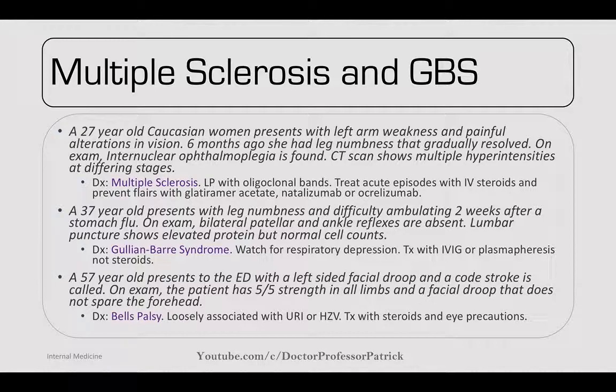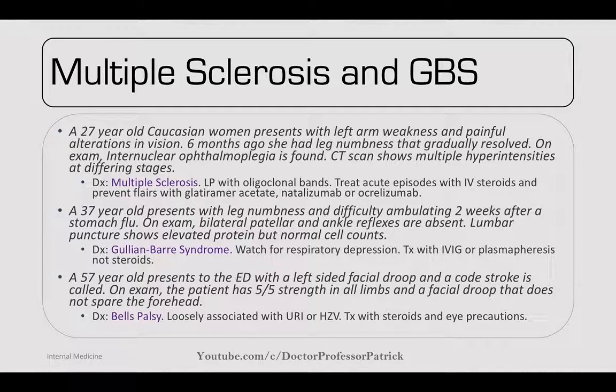Next, there's a 37-year-old who presents with leg numbness and difficulty ambulating 2 weeks after a stomach flu. On exam, bilateral patellar and ankle reflexes are absent. Lumbar puncture shows elevated protein but normal cell counts. Diagnosis would be Guillain-Barré syndrome. You want to watch for respiratory depression as this ascending paralysis presents. You want to treat with IVIG or plasmapheresis, not steroids in this case.